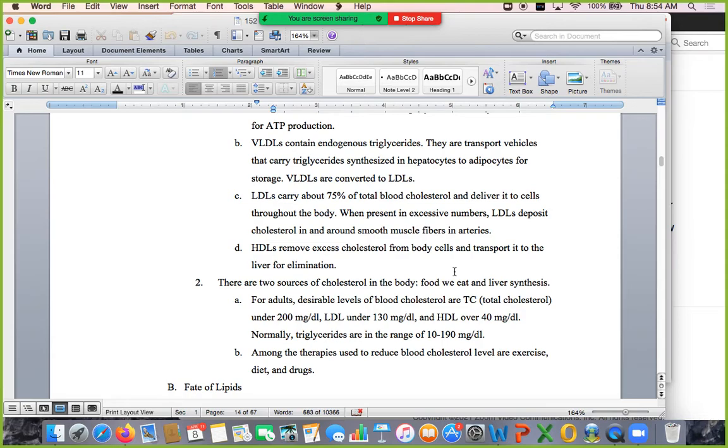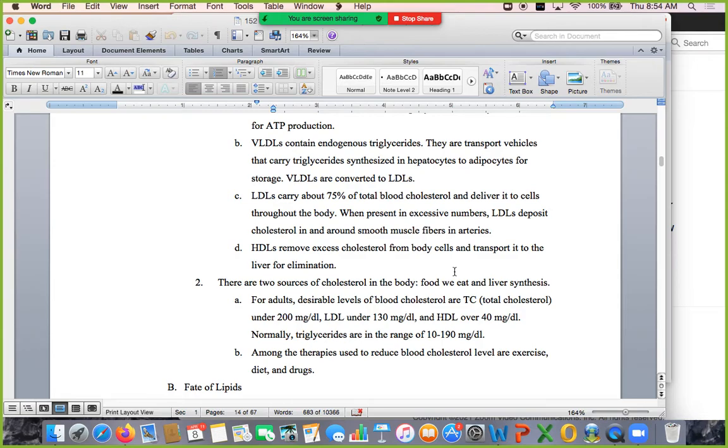If we have too much cholesterol or too many of these LDLs, then we're going to be depositing cholesterol in the smooth muscle fibers of the arteries. And this, obviously, is no bueno. HDL is going to do the opposite. It's going to take cholesterol away from the body cells and transport it to the liver, where it's going to be eliminated.